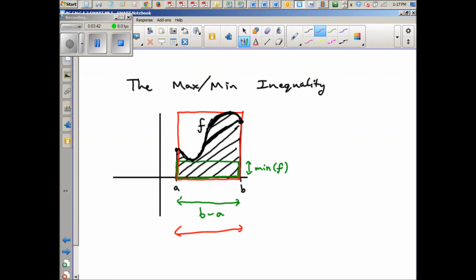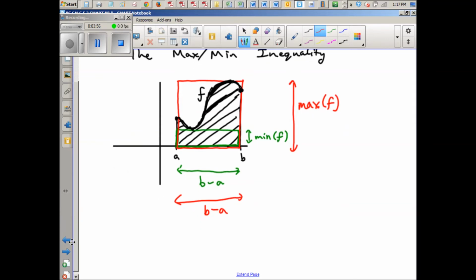Come on, guys. How wide is the red box? B minus A. B minus A again. What's the actual height of this red box? Max. Let's call it max f.